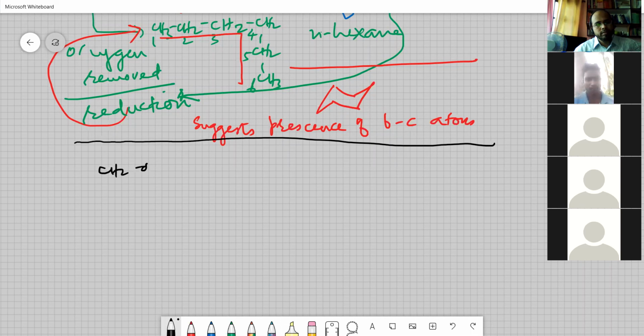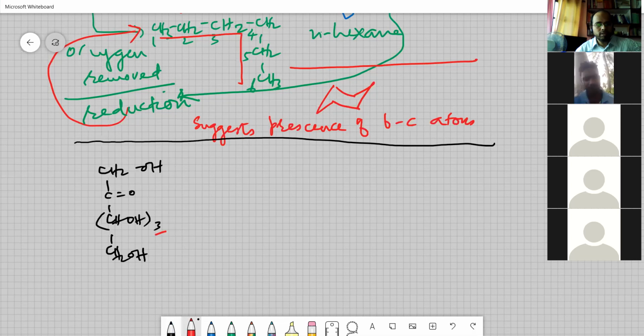CH2OH, CHOH 3 times, CH2. How many carbon atoms? 3 carbon atoms, first carbon atom, fourth one, fifth one, sixth one. Okay, 3 plus 1 plus 1. So this is the fructose. This is the fructose. Now you are adding hydrogen cyanide.